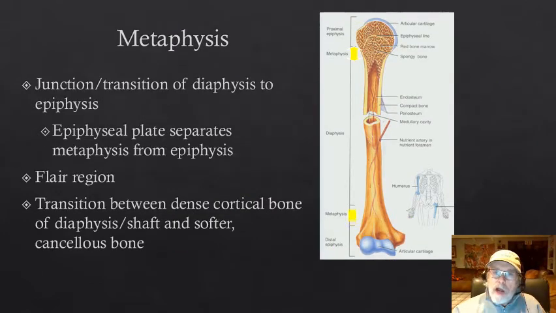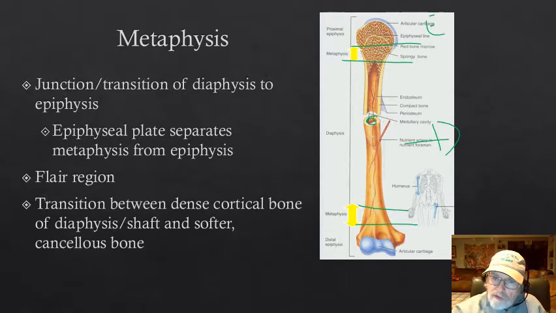Okay. Now, metaphysis is the next portion of the bone we want to talk about. Basically, this is the metaphysis. We see a metaphysis here and a metaphysis here. That's where the bone is transitioning from being a diaphyseal bone in here to an epiphyseal bone. And what's going to happen is, again, in that diaphysis, we have a very thick cortical rim around the bone. It's going to start to get thinner in the metaphysis.